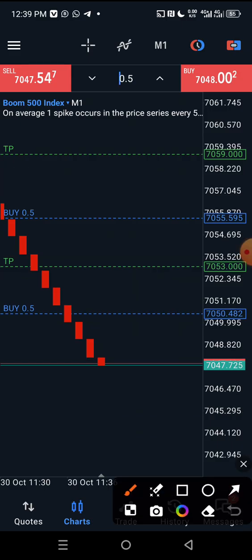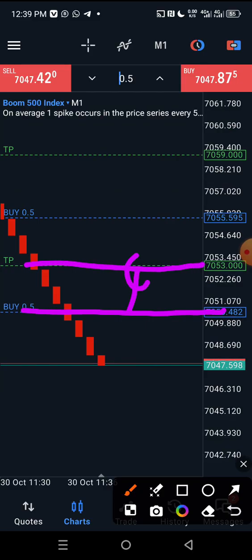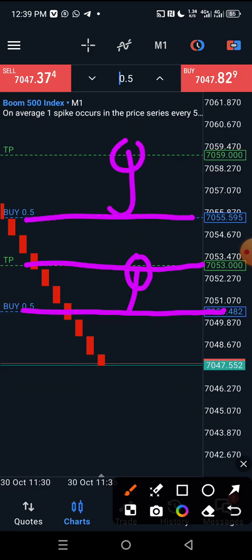Remember, I said you set it above your entry if you buy. If you sell, you set it below your entry. This is my entry for the second buy. So if I'm setting take profit, you see that this one I set is above it. It's above my entry. Look at the first buy. You see the second take profit is above the entry.